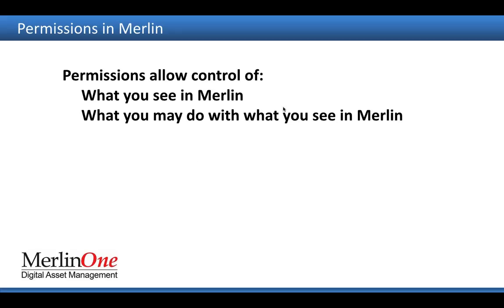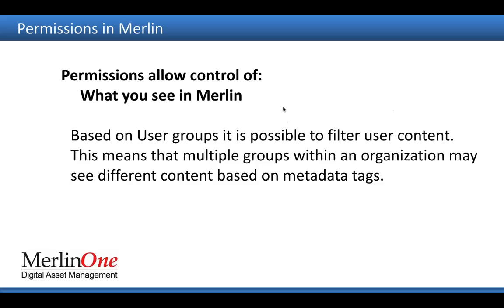So today's topic is about permissions in Merlin. Permissions basically allow you to control what you see in Merlin, and also what you may do with what you are allowed to see in Merlin. So you can see that there are different levels where you might talk about permissions. And the first thing we're going to talk about is what you can see in Merlin.